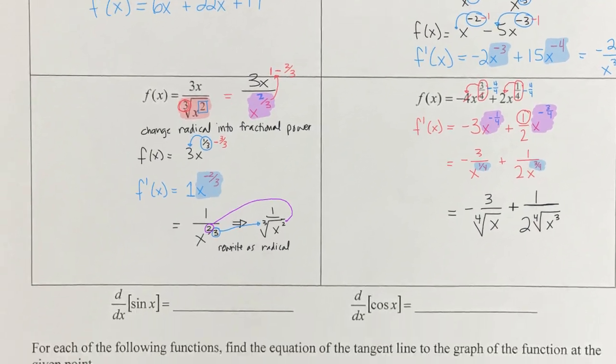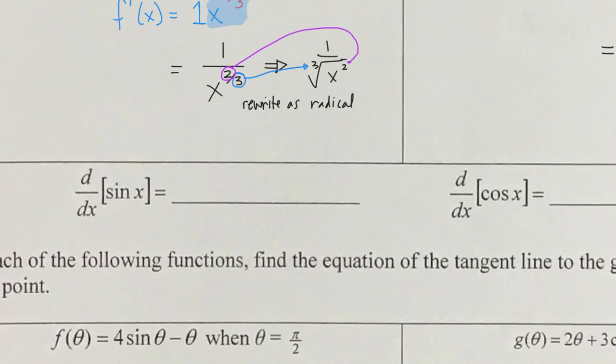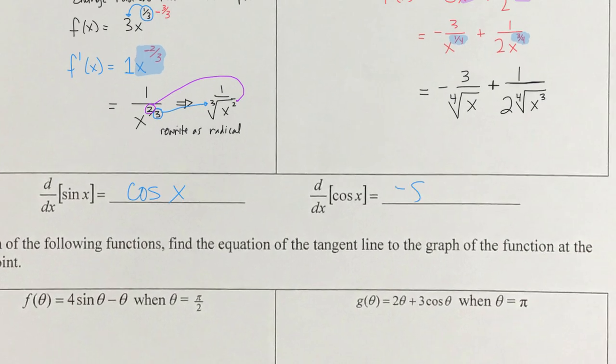Okay? Now, sine and cosine, these ones just memorize. The derivative of sine is the cosine of our function, and the derivative of cosine is the negative of the sine of our function. Okay? So sine's derivative is cosine. Cosine's derivative is negative sine. Okay, so just memorize those ones.